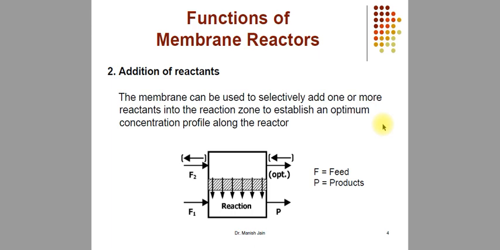For that you can use the membrane reactor. This is the first feed F1, which is supplied from here into the reaction zone, and F2 will be supplied through this membrane, so it will come in a controlled manner. The concentration of F2 will remain constant throughout the industrial-scale reactor, and you will get the precise product. So this is another application of the membrane reactor in industrial-scale operations.